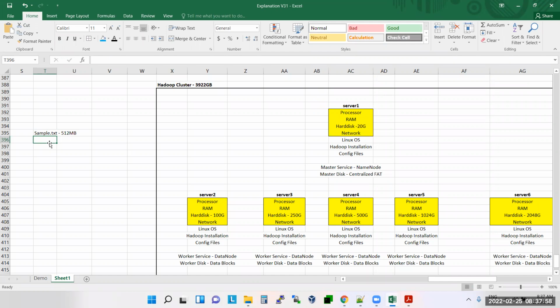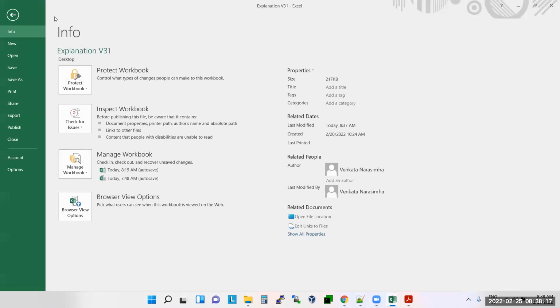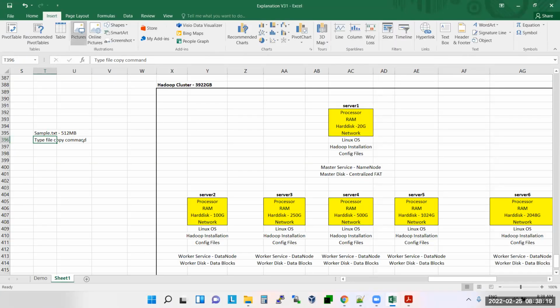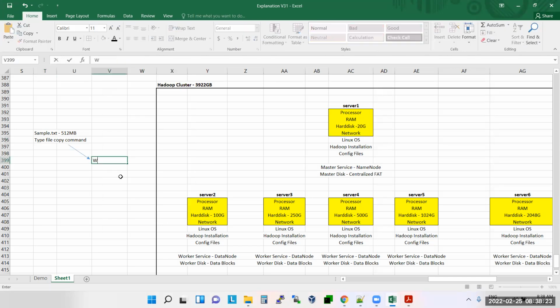Whom will I connect to first? To do this, I need to type a command, the file copy command. I will tell you what that command is. When you type the file copy command, it will invoke a writing algorithm. Yes or no? Yes, sir. The command will invoke a writing algorithm.